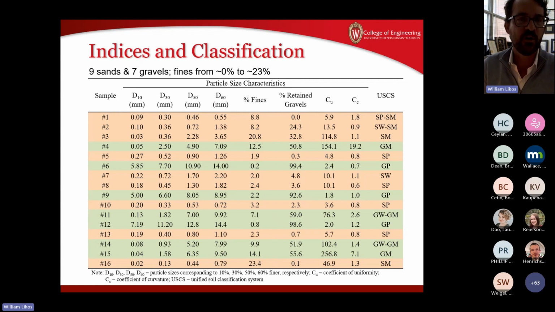There's a lot of information on this table here, but I just wanted to summarize some of the things that we were able to quantify for each one. So the various particle size indexes there on the left, percent fines, ranging from about 0 to 23%, percent gravel, and then coefficients of uniformity and curvature that we will use later, as you'll see, in developing some of these correlations. And then corresponding soil classifications for each of those 16 materials.